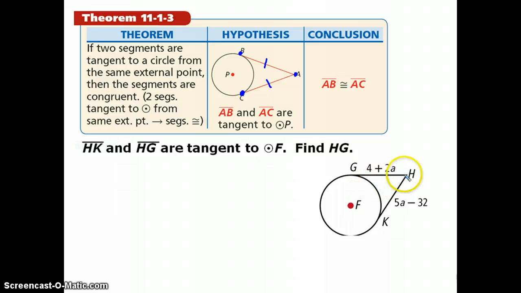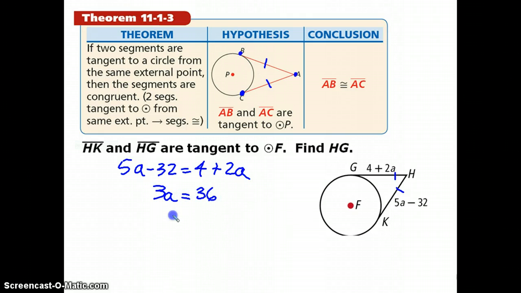And indeed, it tells us that HG is a tangent, and HK is a tangent. They both have the same external starting point. Therefore, this section here must be equal to that section. So we can solve this by doing 5a minus 32 equals, and we set them equal to each other. Let's group everything with a on this side, everything without a on the other side, and a is equal to 12. Find HG. So HG is equal to 4 plus 2 times a, which looks like it might be 28.